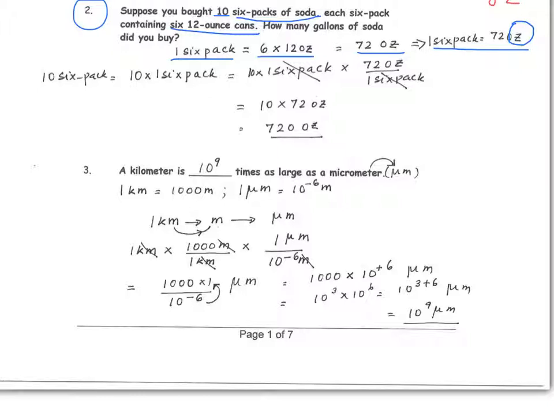Now we've bought 10 6-packs. So 10 times one 6-pack. Each 6-pack contains 72 ounces. So 72 ounces divided by 1 6-pack, we cancel the 6-packs. Basically, we are multiplying the 10 with the 72 to get the total amount of soda in 10 6-packs, and that comes up to 720 ounces.